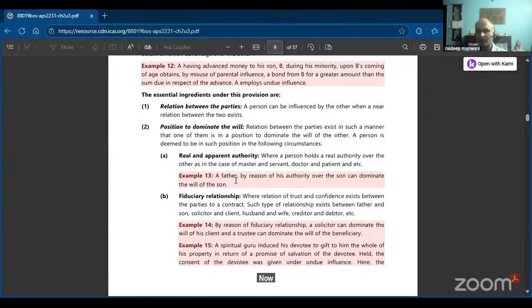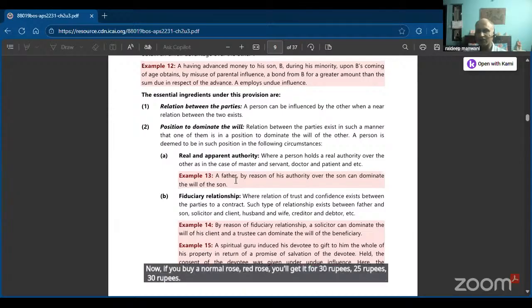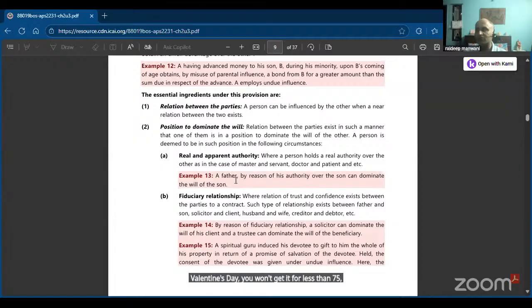Let me give you something which you will all understand. If you buy a normal red rose, you'll get it for 25 or 30 rupees. On Valentine's Day, you won't get it for less than 75, 80, 100 rupees. In Bangalore on Valentine's Day, nearly 15 tons of red roses were brought in, and all of them were sold within 6 hours. You know what 1 ton is? 1,000 kgs. So 15,000 kgs of red roses.